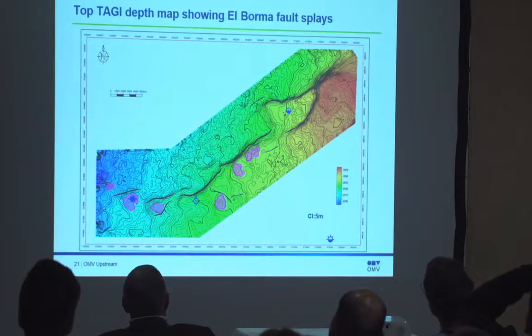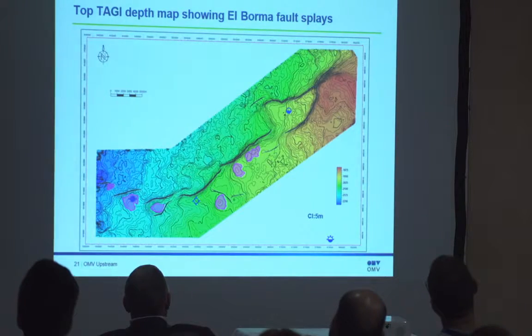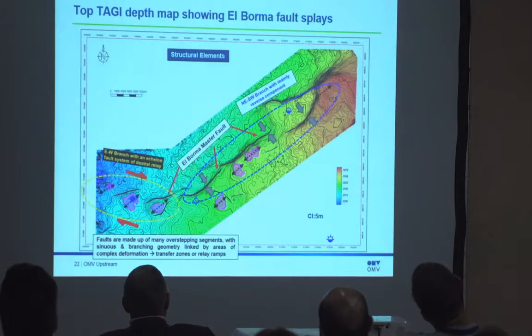At the Tagi level, we have a change of the geometry and the configuration of the fault. We start having some kind of branching geometry and sinuous geometry with associated structure at the east-west branch, and it's interpreted as a kind of initial fault system of dextral relay. With some associated structure, they are making a small anticline, which constitutes a transfer zone or relay ramp formed by this shear movement along this east-west branch.